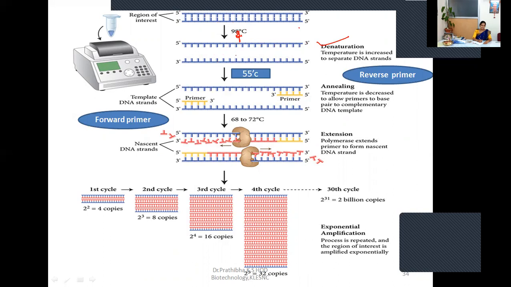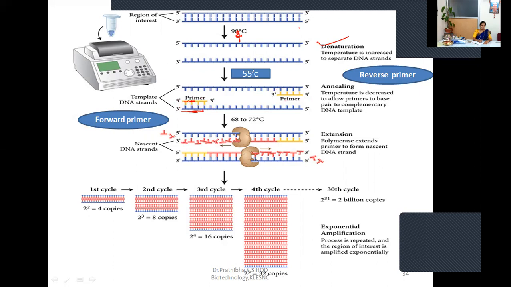The hydrogen bonds are broken down here. Then when the temperature is reduced to 55 degrees Celsius, the primer annealing can be seen here, right? What we have done here is decrease the temperature to allow primers to attach to the base of the template DNA molecule, or these primers base pair to the complementary DNA template. So this is the template DNA and this is the primer.